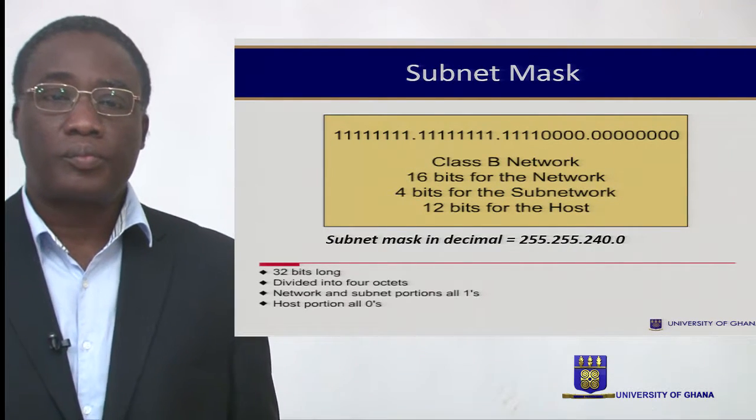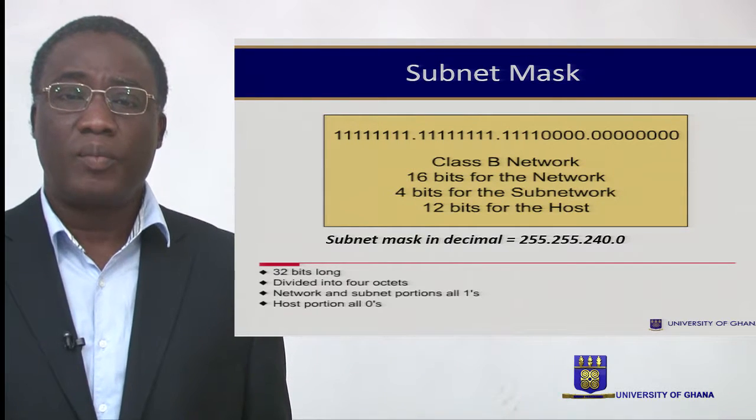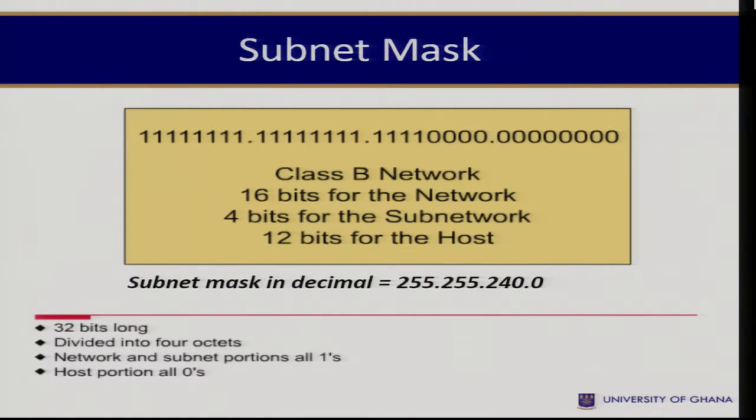So looking at a class B network, 16 bits for the network, 4 bits for the subnet, and 12 bits for the host. So you have borrowed, in this instance, 4 bits from the host part and made them all ones. Now you can then convert this, and then you get 255.255.240.0. This gives you the subnet mask for this type of network.